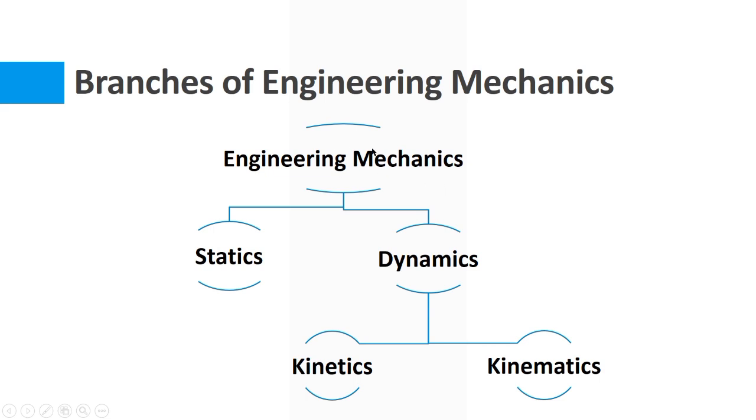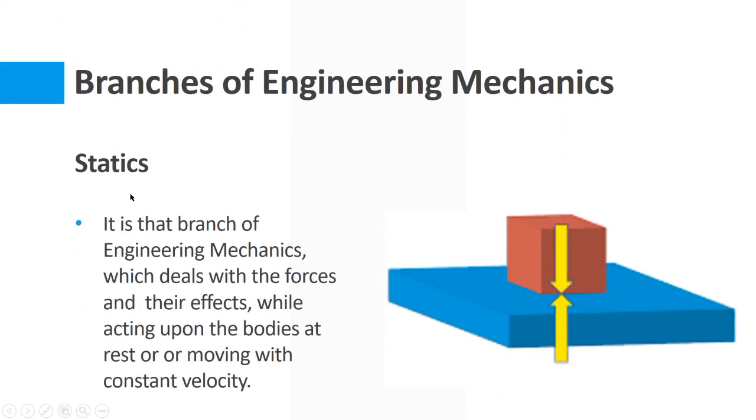The engineering mechanics, which is the rigid body mechanics, is actually subdivided into two parts. The first one is statics, and the second one is dynamics. And dynamics is again divided into kinetics and kinematics. So let's discuss them in a little bit of detail.